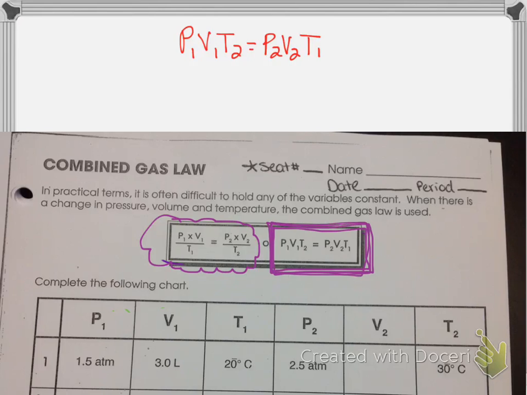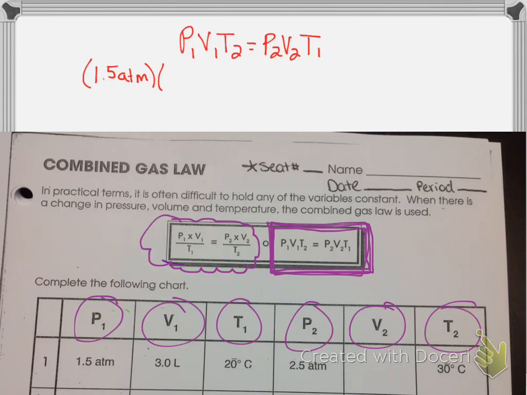The nice thing about this worksheet is it's already identified the variables for you, so we can skip making that list like we did yesterday. All right, so if we're going to just plug and chug, our P1 is 1.5 ATM. Our V1 is 3.0 liters. And our T2, remember we're doing T2, is 30 degrees Celsius.